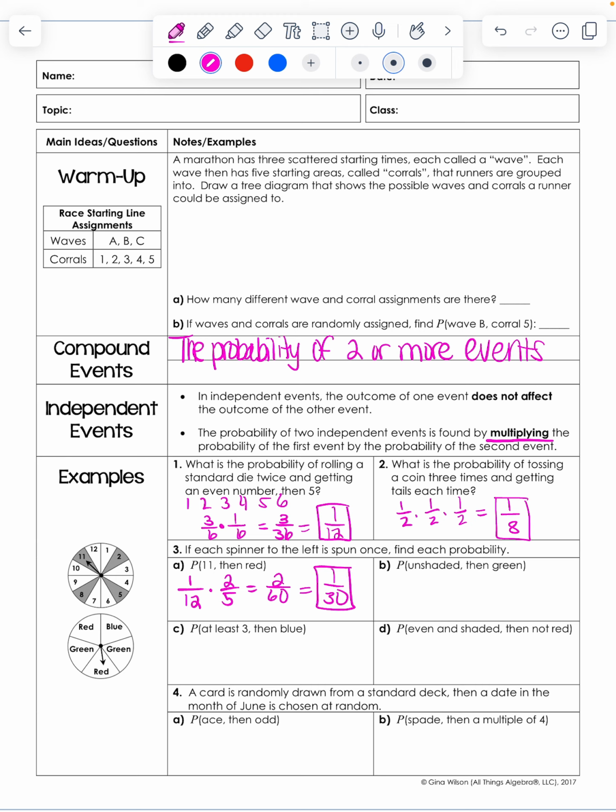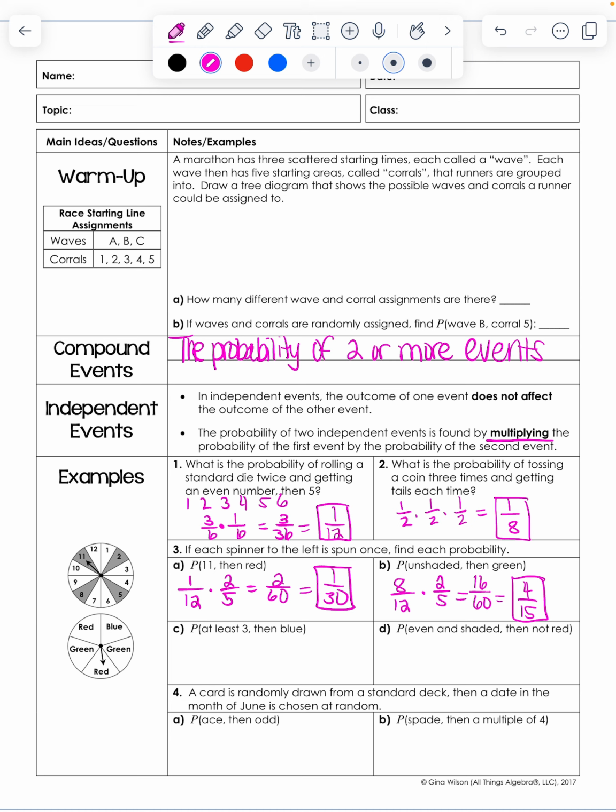The probability of it being unshaded and then landing on green. For unshaded, just count how many there are. There's 8 that are not shaded in out of 12. I usually never simplify my fractions. I just use exactly the fraction that it is, because in the end you have to simplify, so there's no point in simplifying right now anyway. So 8/12 times, and then green, there are 2 out of 5 that are green. Multiply it out, you get 16/60. That simplifies down to 4/15.